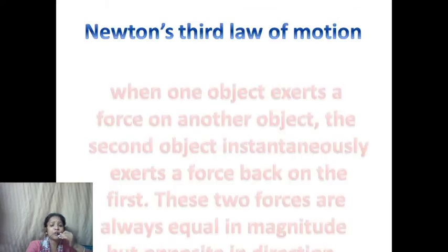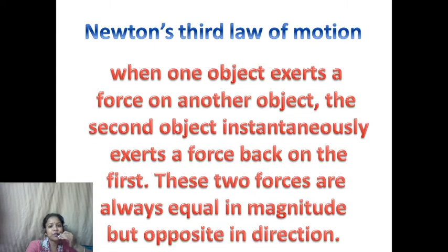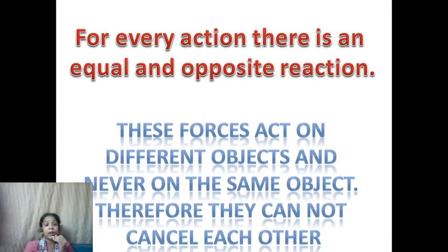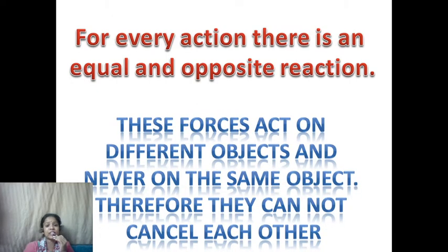Now Newton's third law of motion: when one object exerts a force on another object, the second object instantaneously exerts a force back on the first. These two forces are always equal in magnitude but opposite in direction. In short, you can say that for every action there is an equal and opposite reaction. But remember that these forces act on different objects and never on the same object, and this is the reason they cannot cancel each other.